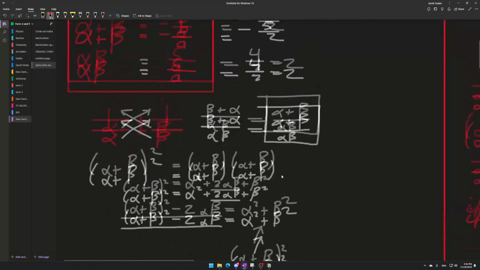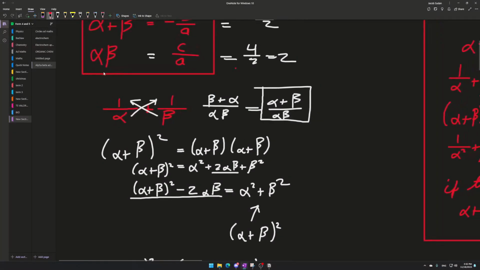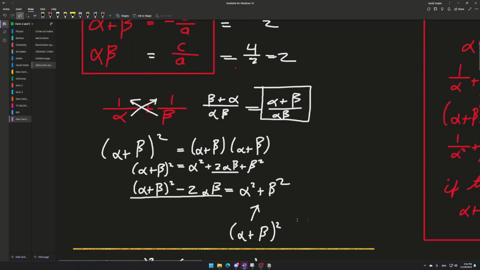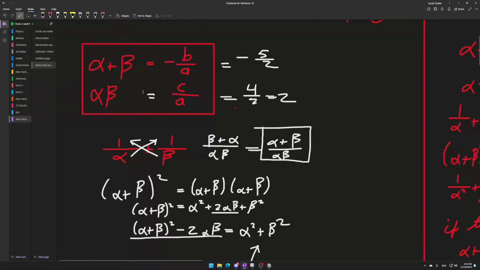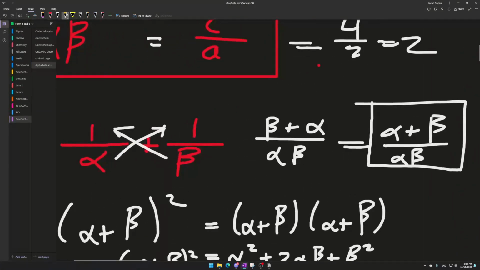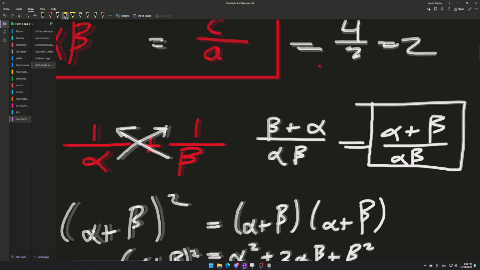Okay? Down here, I have some breakdowns of the identities that we have to know. So we're going to explore these. Here's the first one: 1 over alpha plus 1 over beta. The first thing you do is cross multiply it, and we get beta plus alpha over alpha beta, which is therefore the identity for it: alpha plus beta over alpha beta.